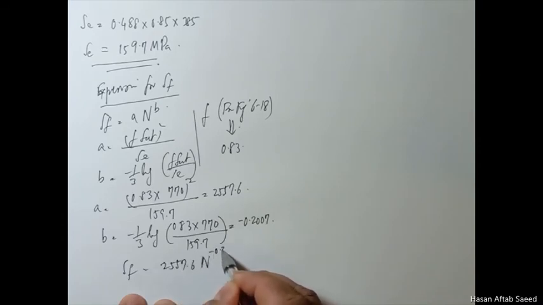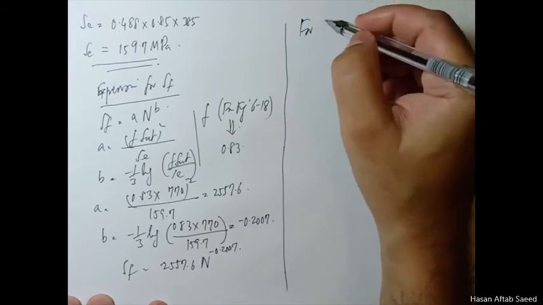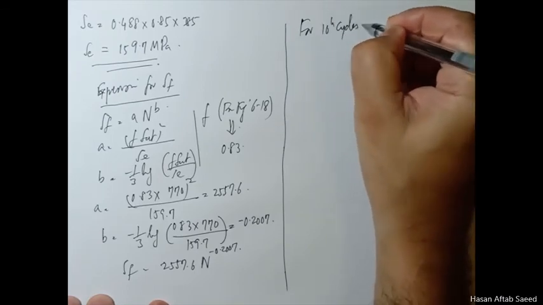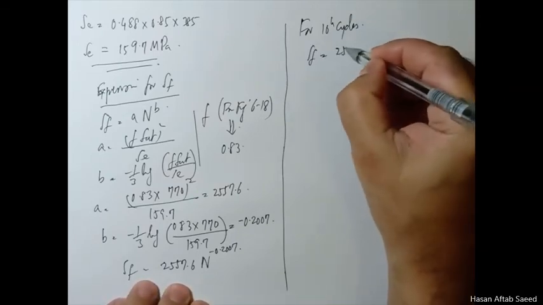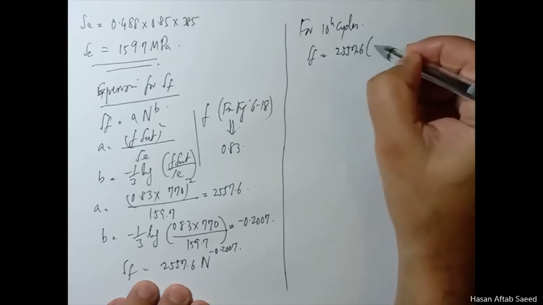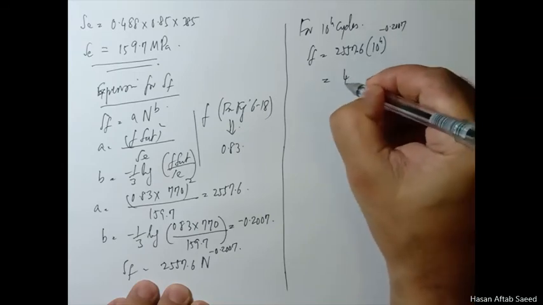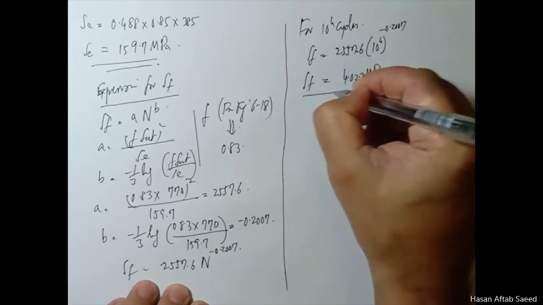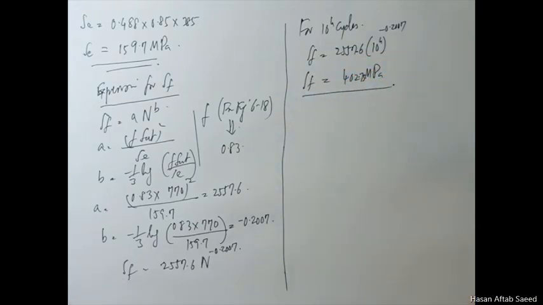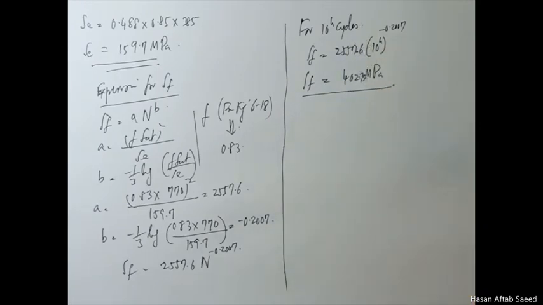So SF for us then becomes A and B, so 2557.6 and minus 0.2007. Now, we are designing it for 10 raised to power 4 cycles. So for 10 raised to power 4 cycles, SF becomes 2557.6 times 10 raised to power 4 to the power minus 0.2007, which is 402.75 MPa. Now this is the value of stress that corresponds to 10 raised to power 4 cycles of stress.